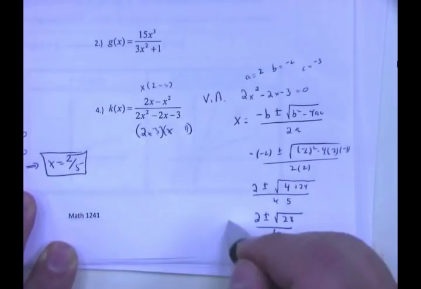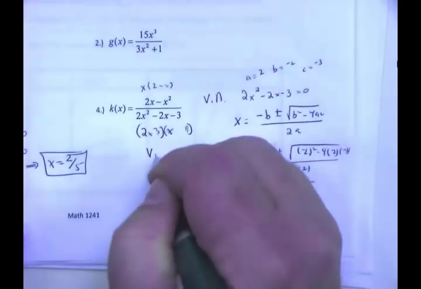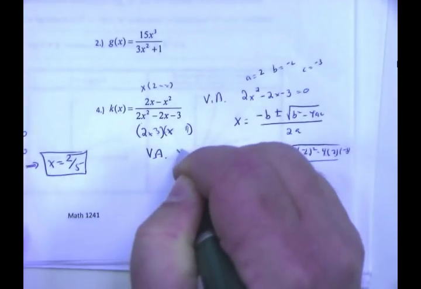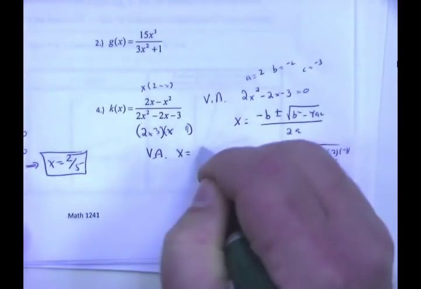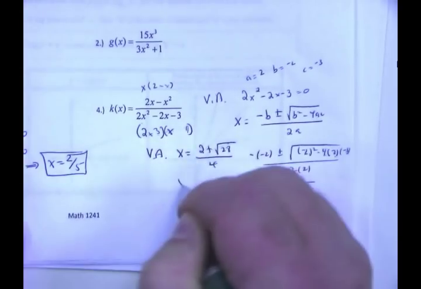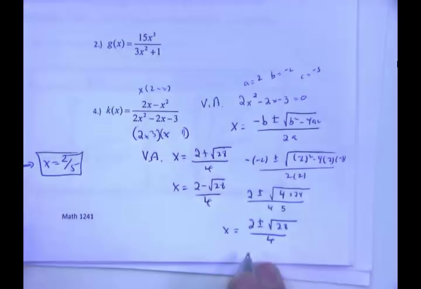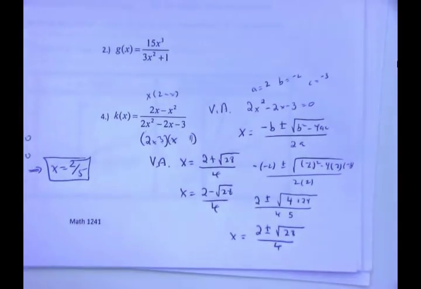I got a question for you. How many vertical asymptotes does this thing have? 2. What are my vertical asymptotes? x equals 2 plus the square root of 28 over 4, and x equals 2 minus the square root of 28 over 4.